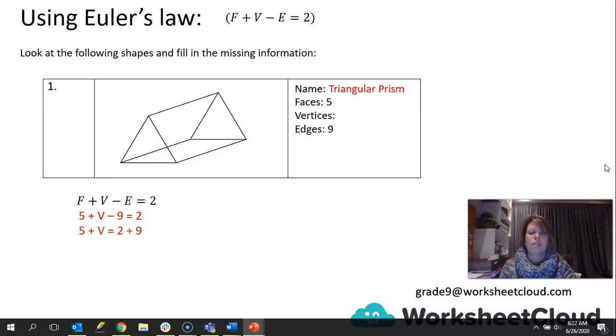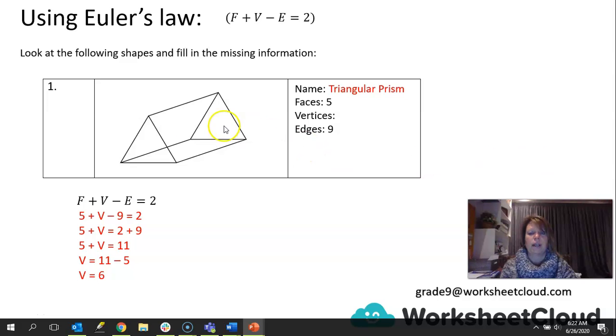So the first thing, take your 9 across the equal sign. 2 plus 9 would give me 11. So 5 plus whatever vertices there are is going to give me 11, like that. Okay, again, we can move the 5 across the equal sign so that we are left with V on its own. So V will be equal to 11 minus 5, and 11 minus 5 we know is 6.